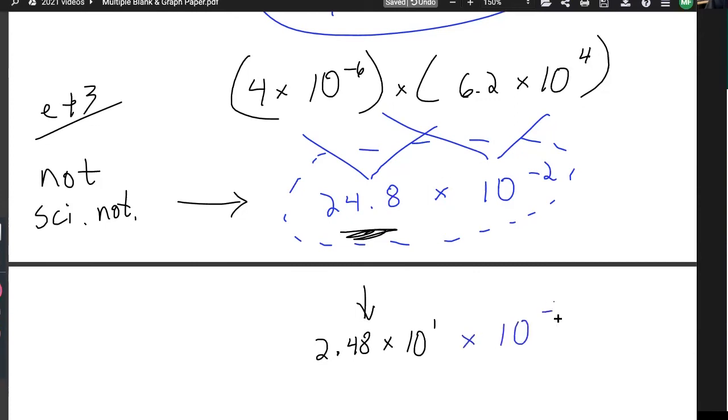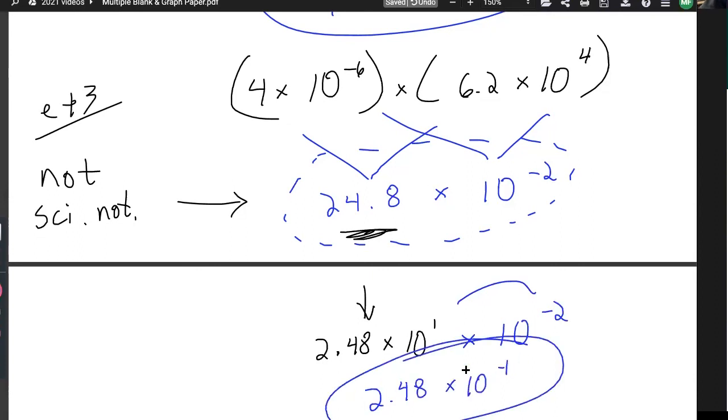Because look at this. Now I've got all this, but it's 10 to the first, all still times 10 to the -2. So now I add the exponents. So my final answer is 2.48 times 10 to the -1.